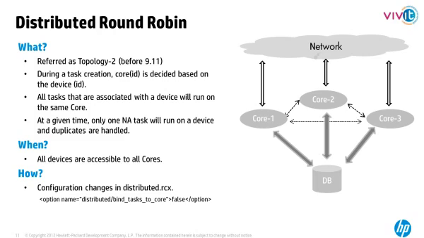Yeah, that's pretty much the next point we covered. All the associated tasks will run on the same core. Duplicates are handled. That's what distributed round robin is. And when you want to do that, it's very clear, right? All the cores can access the network. And we'll talk more about that in the failover again.